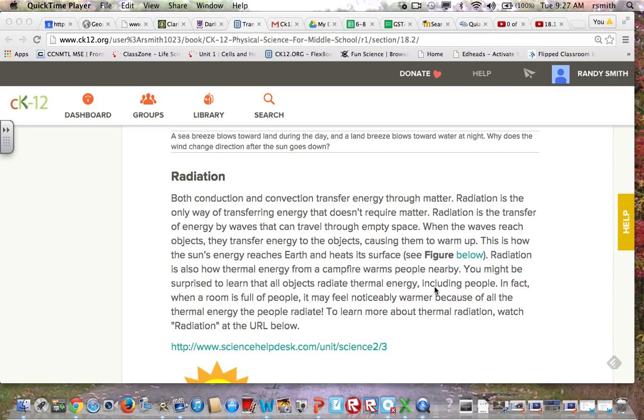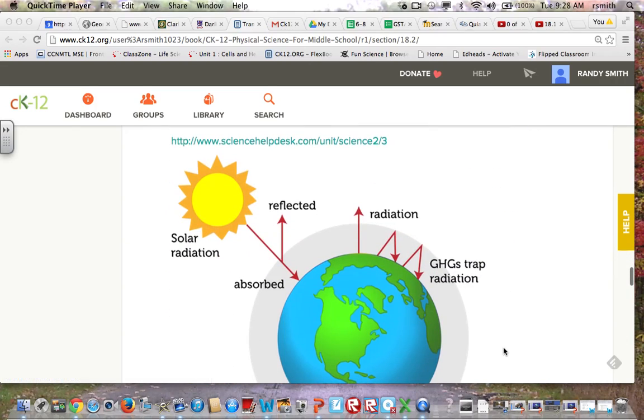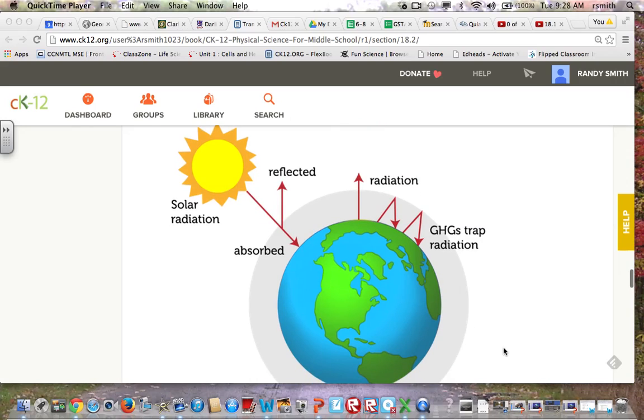You might be surprised to learn that all objects radiate thermal energy, including people. In fact, when a room is full of people, it may feel noticeably warmer because of all the thermal energy that people radiate. This is especially true if we're experiencing a tornado drill and you happen to be in one of the bathrooms or in one of the locker rooms with close to 75 people.